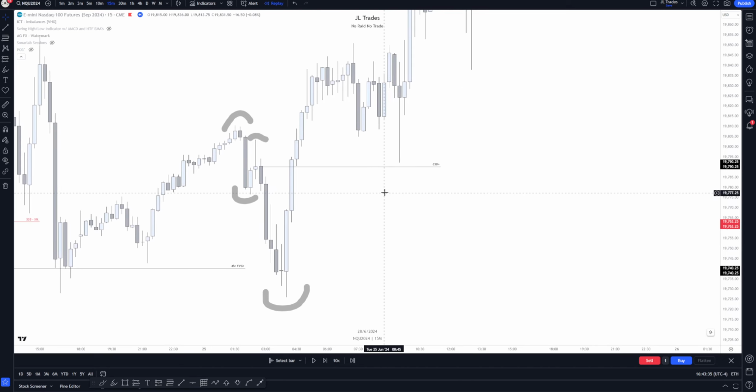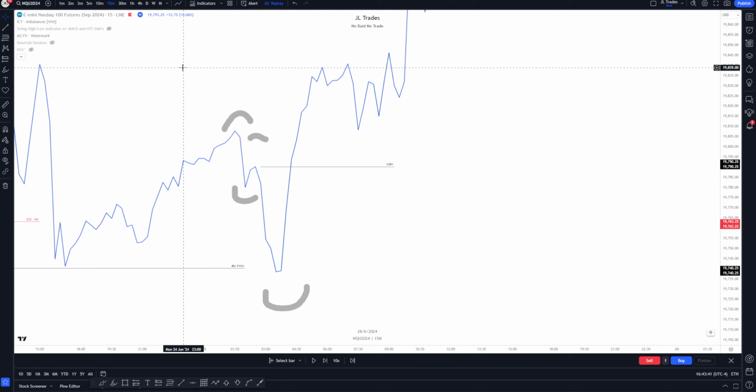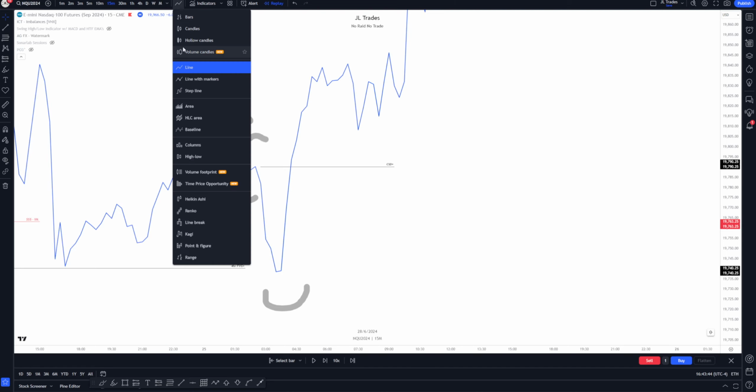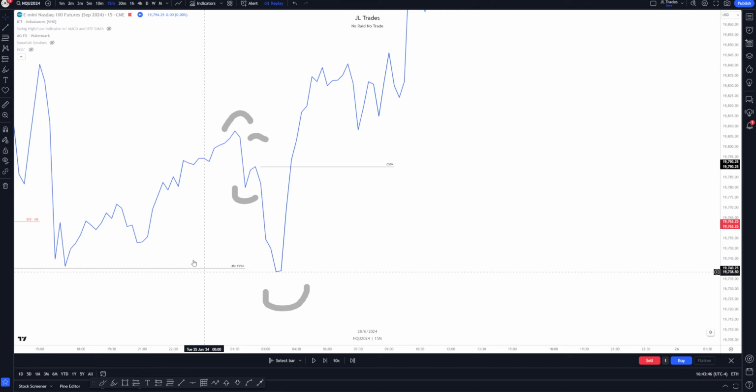Okay. So at this moment here, this is where we get a change in the state of delivery. And also, guys, I actually forgot to mention this, it's really easy to see this on the line chart if you switch to the line chart. See how this 4 hour higher time frame POI gets hit?